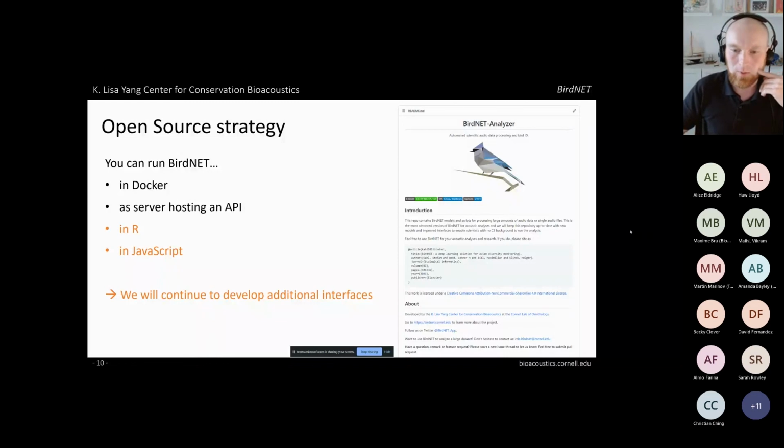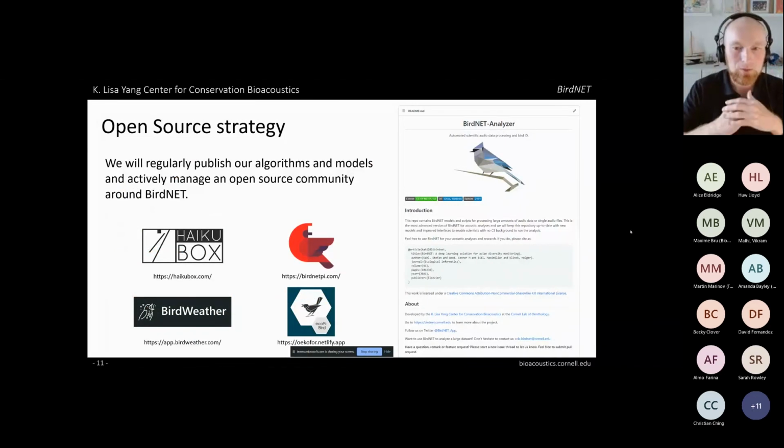And we're already working on an R interface, which we will release soon. We're also working on a BirdNet version in JavaScript, which would let you run BirdNet in a browser. And we will continue to develop these additional interfaces to make BirdNet more accessible, to let more people use the tools that we're building.